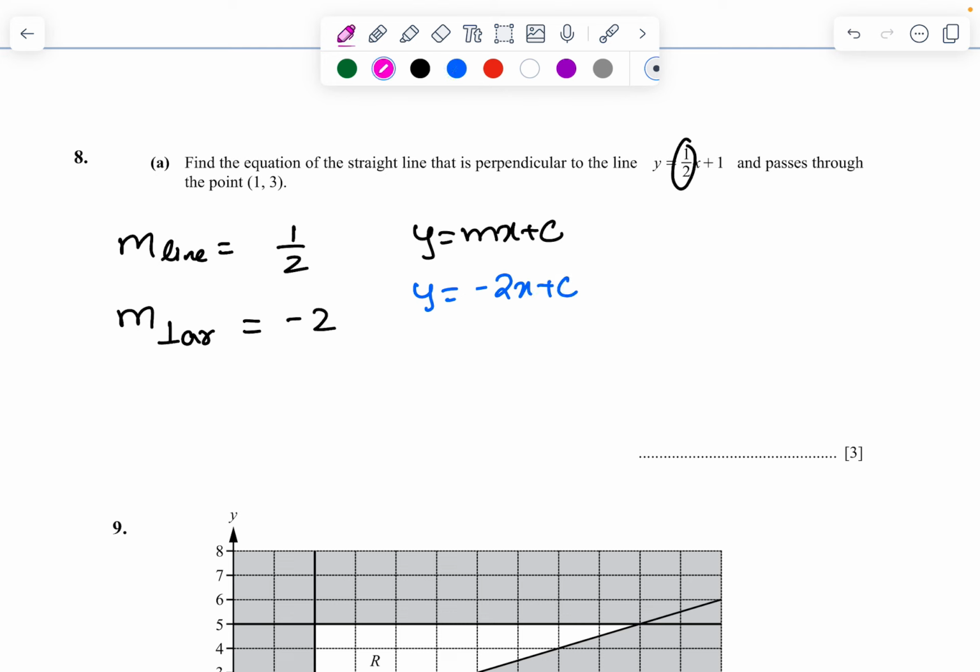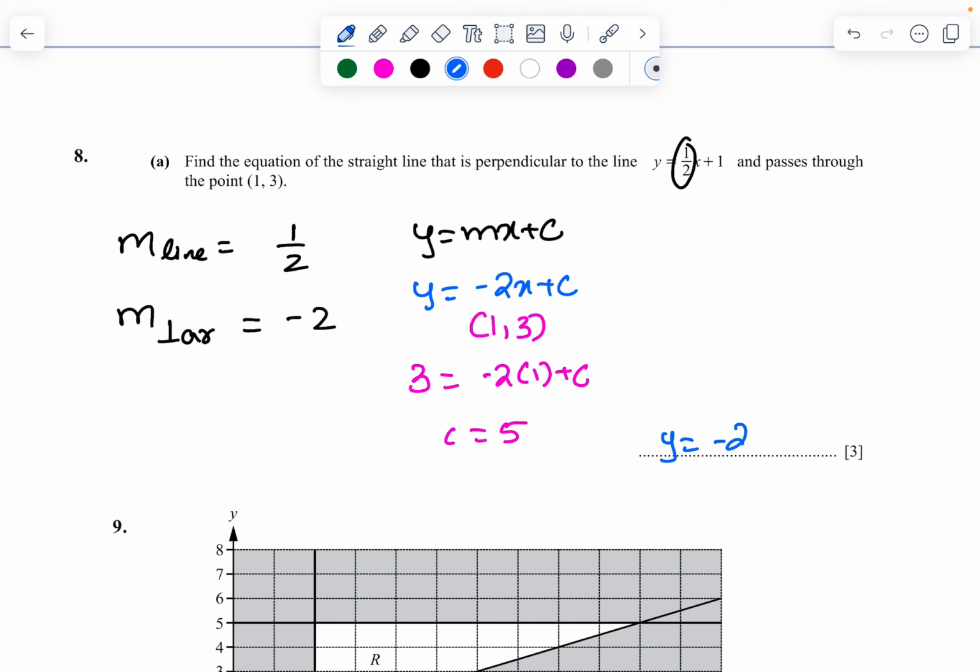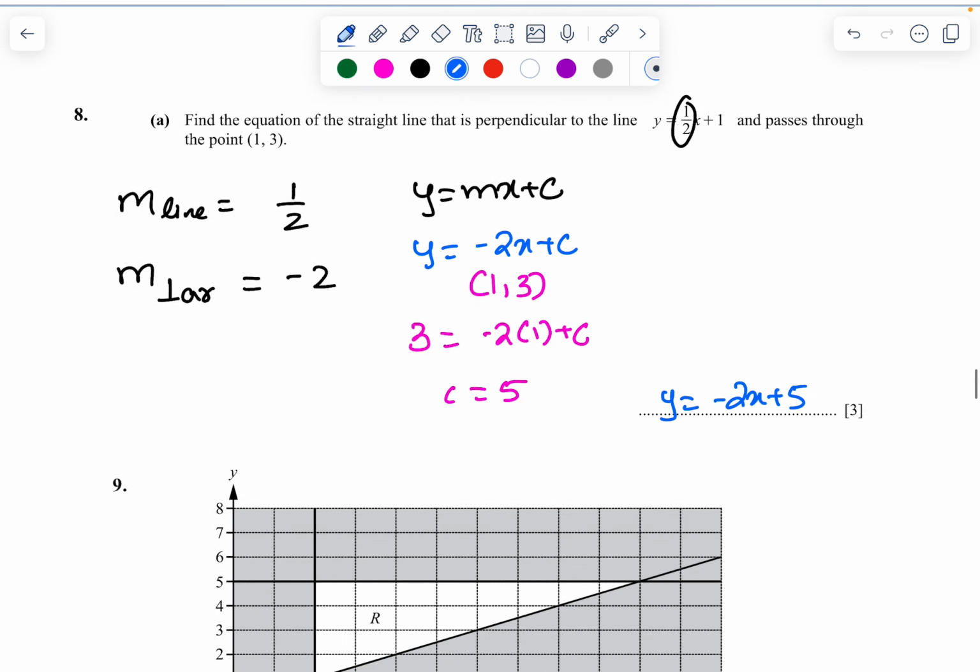But it is passing through which point? It's passing through 1 comma 3. So 3 equals negative 2 times 1 plus c. So c equals 5. So what will be the equation now? y equals negative 2x plus 5.